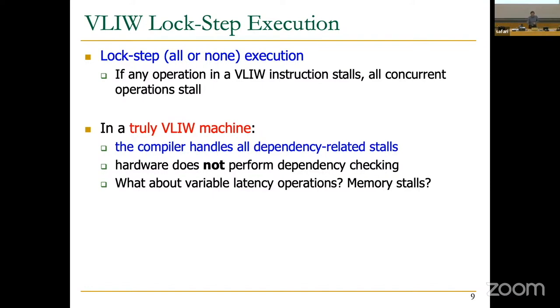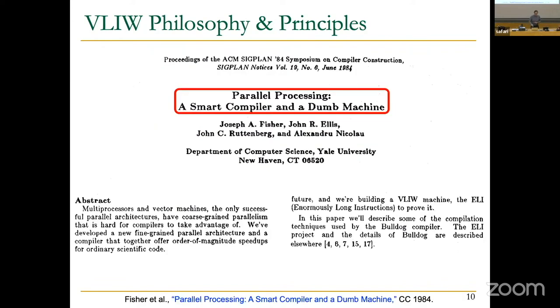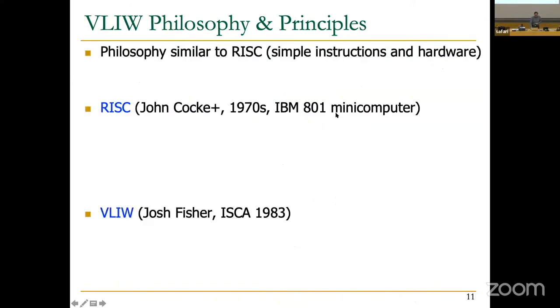Okay, so I would argue that this is really the biggest reason why out-of-order execution, superscalar execution has been very successful, whereas VLIW has not. Okay, so, but let's talk about this philosophy and principles a little bit, and then I'll give you some compiler background also. But you can see that this is a paper that was written by Josh Fisher, who was the inventor of VLIW. And you can see the title, right? A smart compiler and a dumb machine. And that's really the philosophy, if you will, over here.